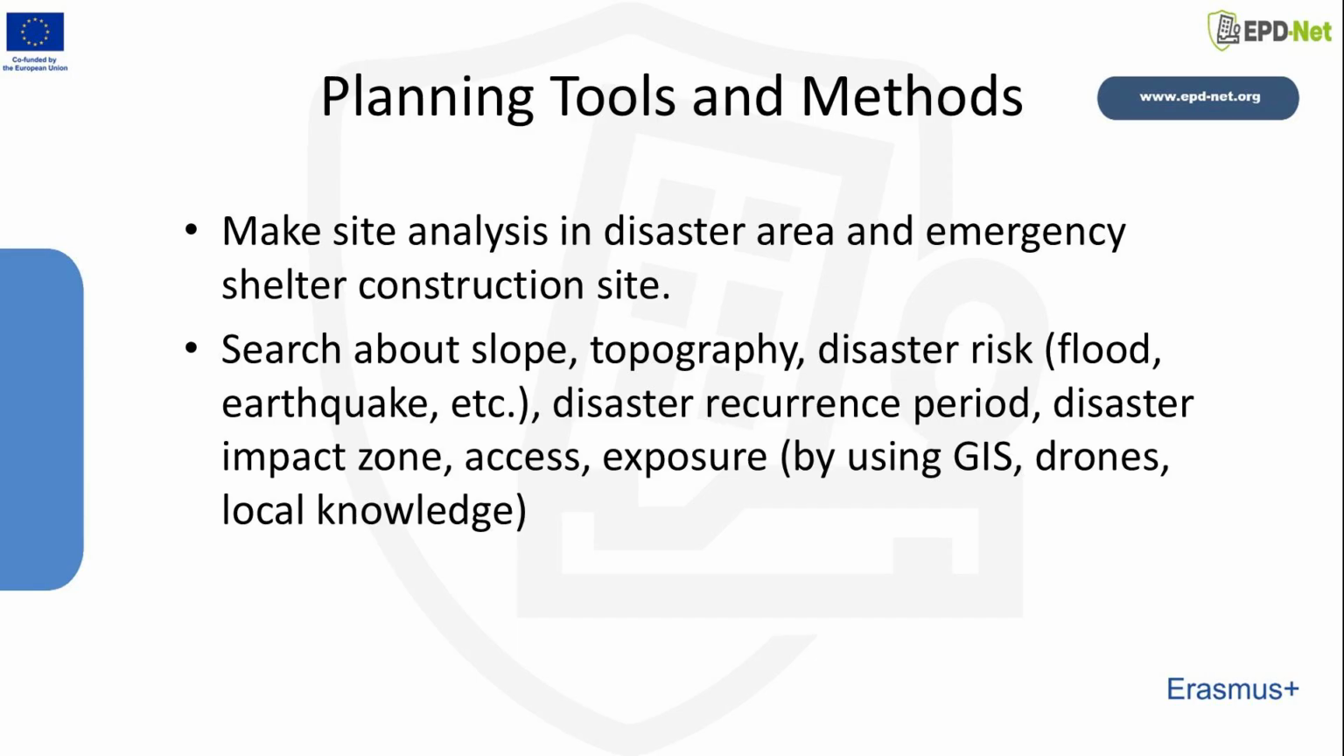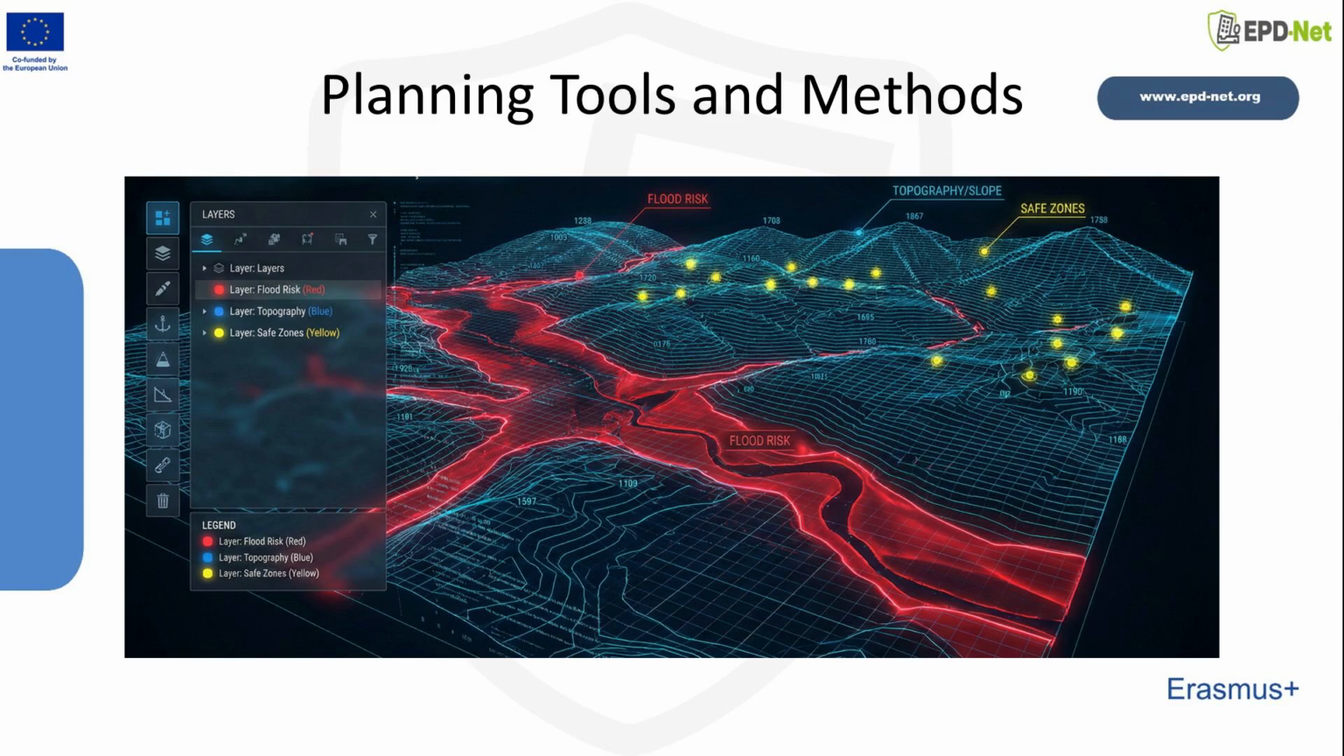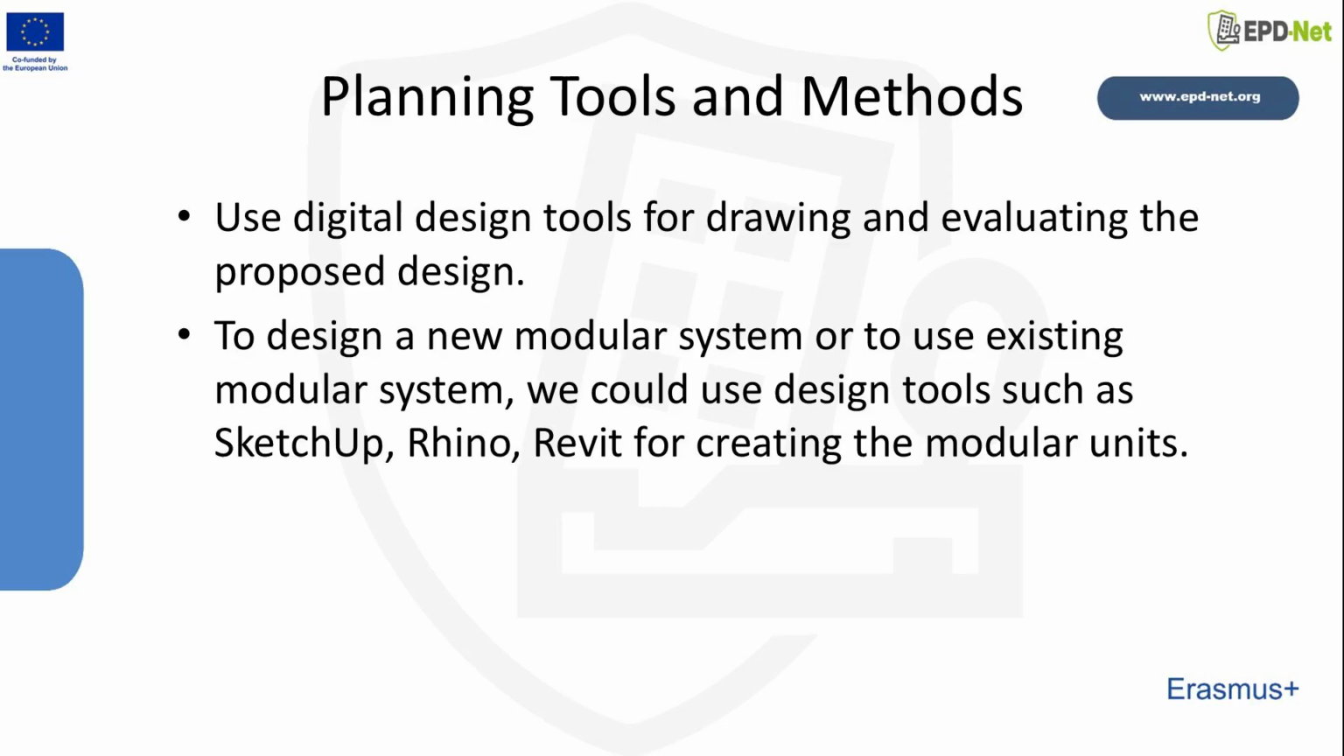In planning tools and methods, at the beginning of the design process, we should make a site analysis in the disaster area and emergency shelter construction site. We must search about slope, topography, disaster risk, flood, earthquake, etc., disaster recurrence period, disaster impact zone, access, and exposure by using GIS, drones and local knowledge in analysis, so as not to make mistakes in the later stages of the process. In design and planning processes, we can use digital design tools for drawing and evaluating the proposed design, to design a new modular system or to use an existing modular system.